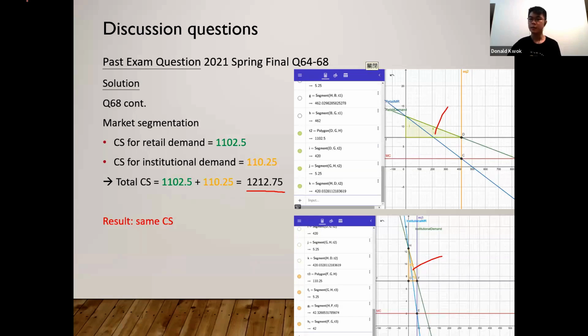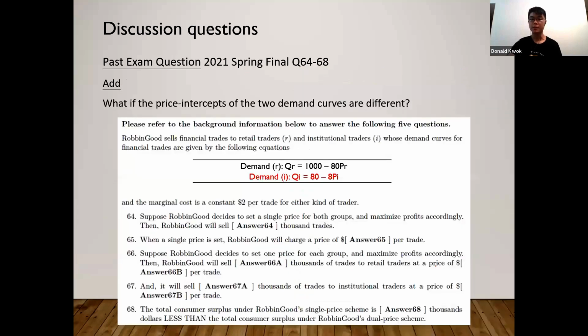So as long as the market price and the market quantity across these two cases are the same, they will have the same consumer surplus, or even the profit of the firm. For this original version of the exam question, we have the same y-intercept for their individual demand curves. However, what happens if the retail demand and institutional demand have different y-intercepts, or different price intercepts, for the individual demand curves? How can we solve the problem in this scenario? I'll give you a little more time to think about this problem under different price intercepts of the individual demand curves.